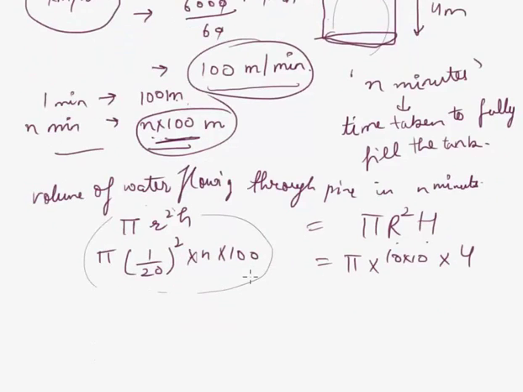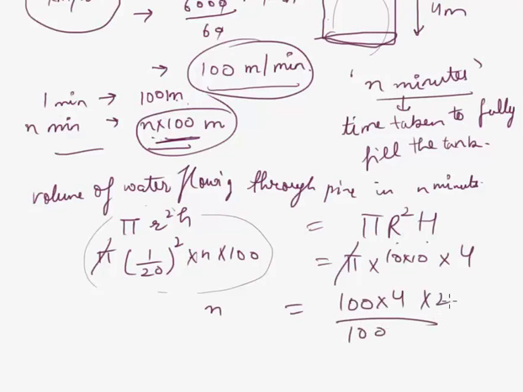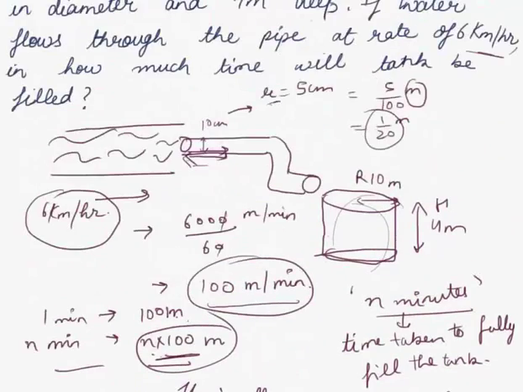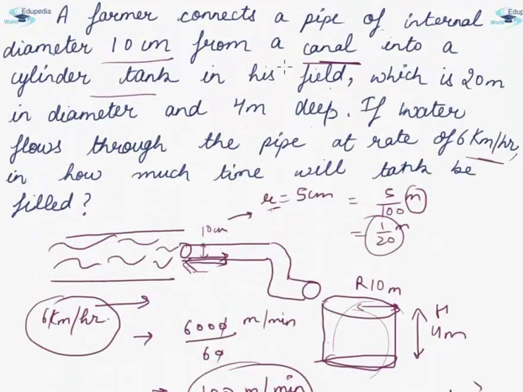So now we can easily calculate the value of n, that is n minutes. It will be n is equal to 100 into 4 over 100 into 20 in numerator. So on solving we will get 4 into 4 into 100, that is n is 1600 minutes. So in 1600 minutes we can fully fill this tank according to the given dimensions.